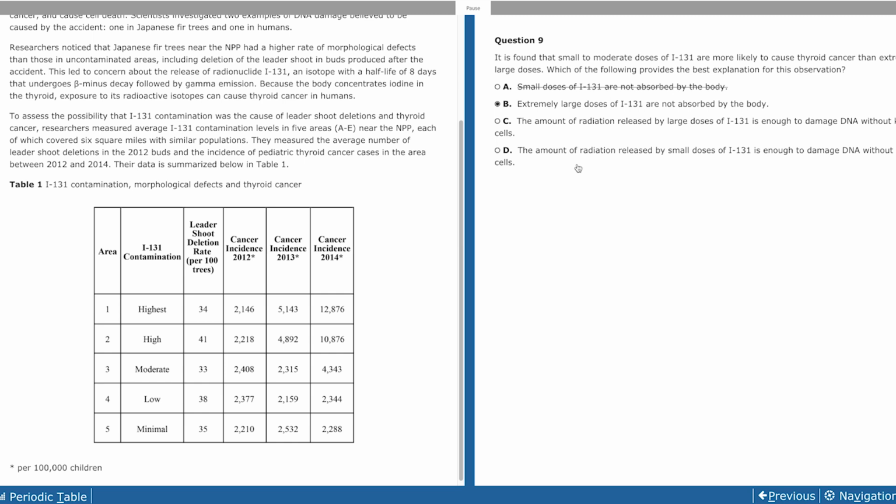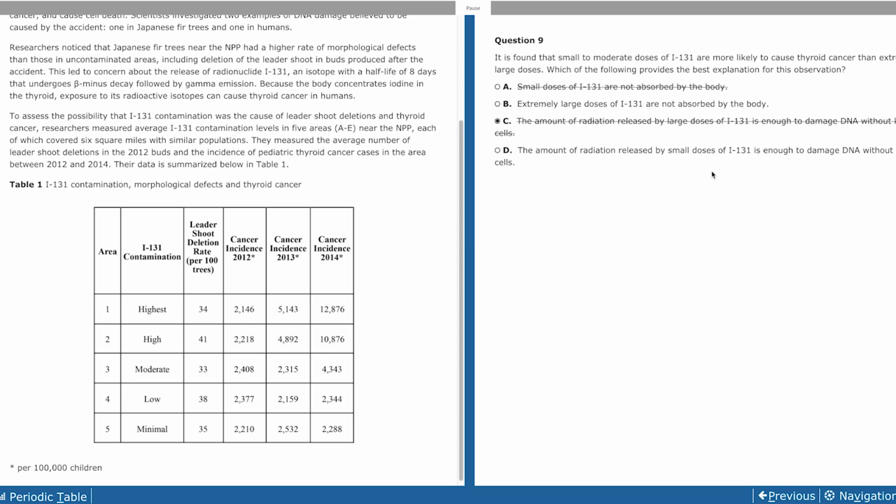So I'll leave that one potentially. C, the amount of radiation released by larger doses of iodine-131 is enough to damage DNA without killing cells. That just doesn't make sense based on what cancer is. Cancer is damage to the DNA. Obviously, the cells have to live to transfer that DNA down its lineage. So just from a biology standpoint, that doesn't really make sense.